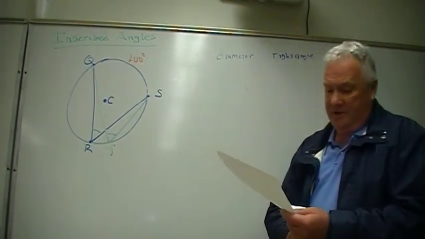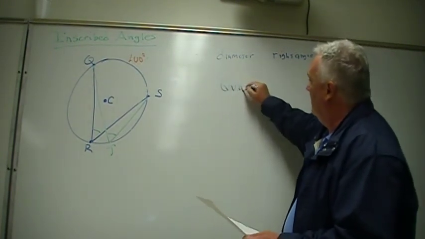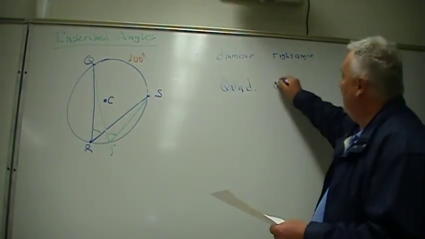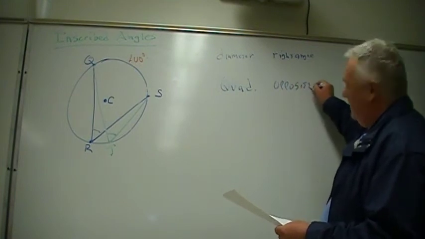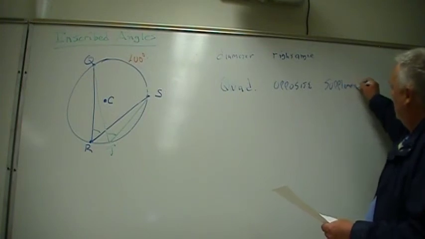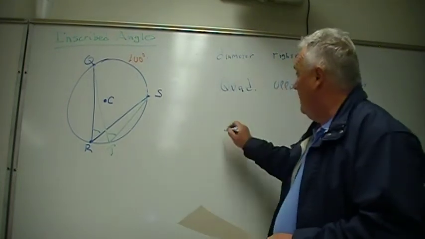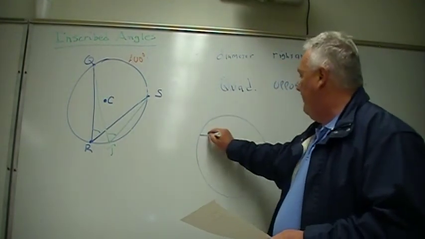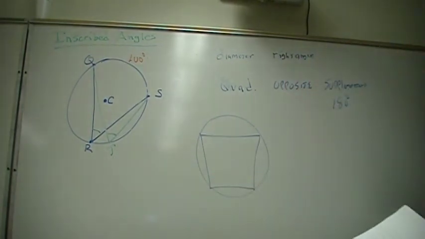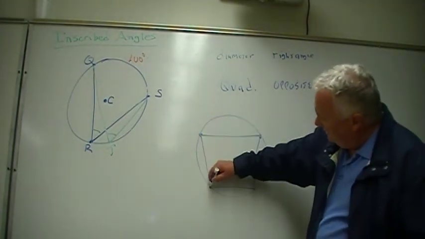And then the last one is, if a quadrilateral is inscribed in a circle, then its opposite angles are supplementary. They add up to 180 degrees. So what does that look like visually? We have a quadrilateral here, inscribed. All the points are on the circle.